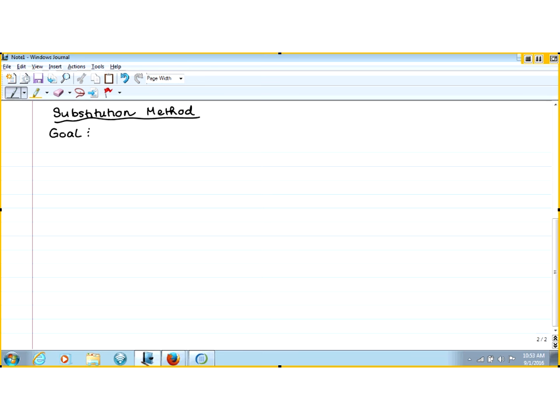Find the points? Yes, but with the elimination method, we also want to find the points, or the variables, right?